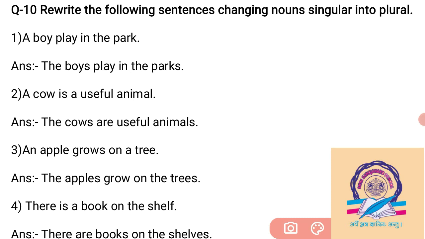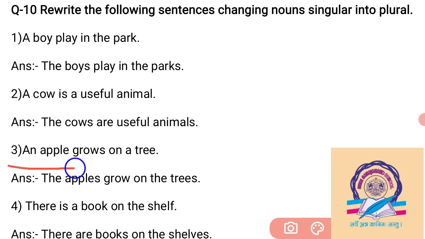Like the second example, a cow is a useful animal. So a changes into the, cow changes into cows, is we have to change to are. Then we can remove a or an for the plural. Then useful stays the same, and animal changes into animals for the plural. So our answer is the cows are useful animals.